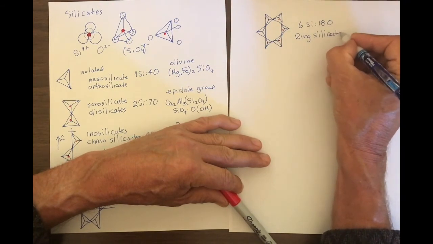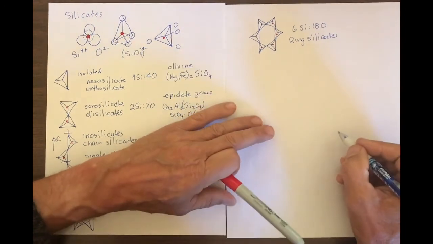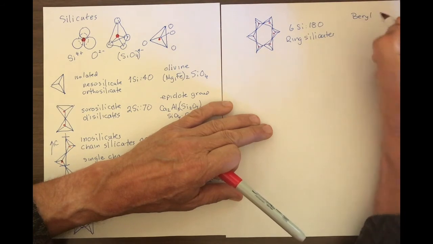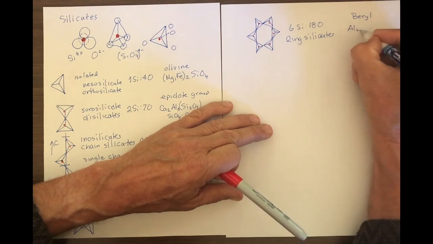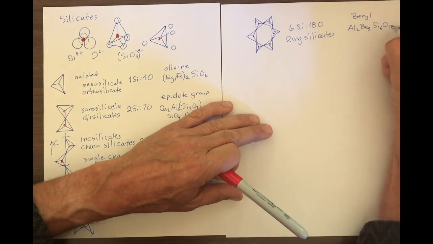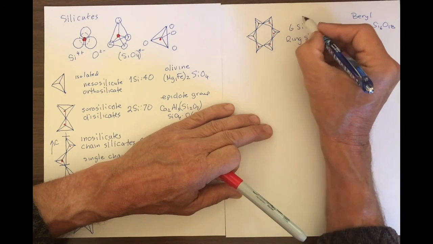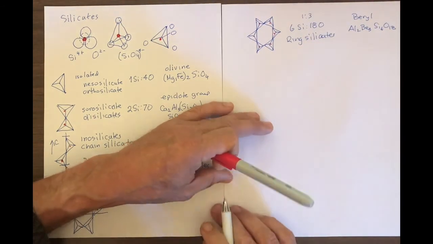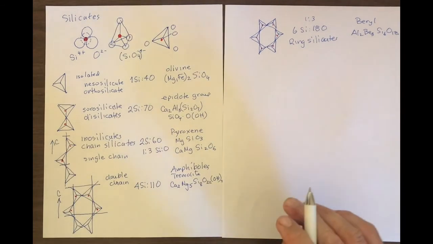And common ones include beryl and tourmaline. And beryl, an example shown here, is Al2Be3Si6O18. And you can see this has the same 1:3 ratio of silica to oxygen as the inosilicate pyroxene group.